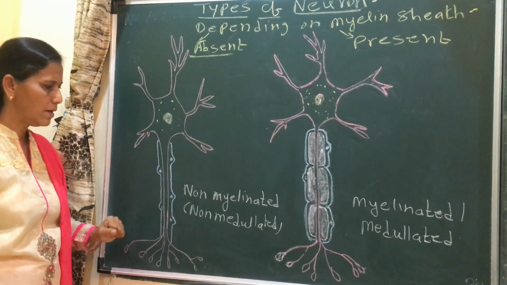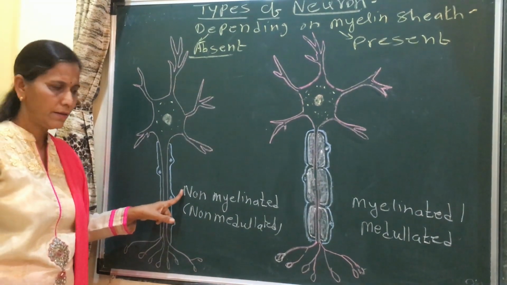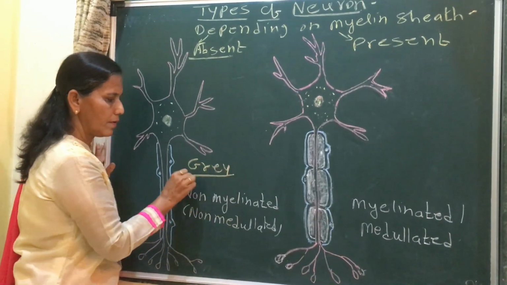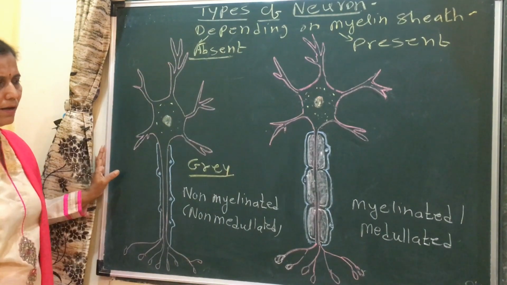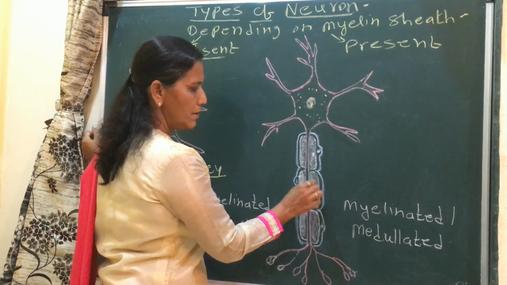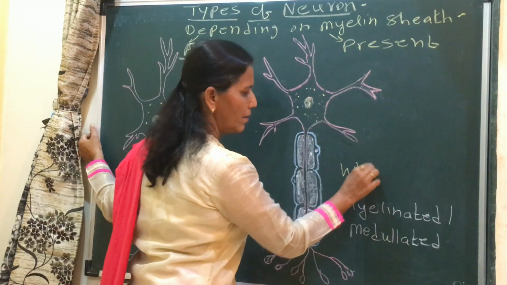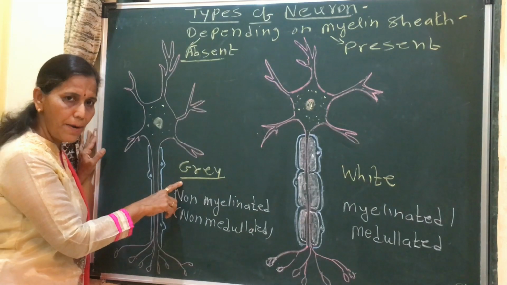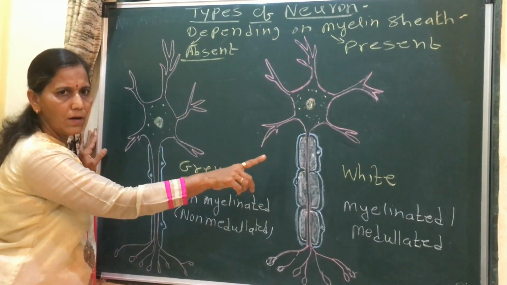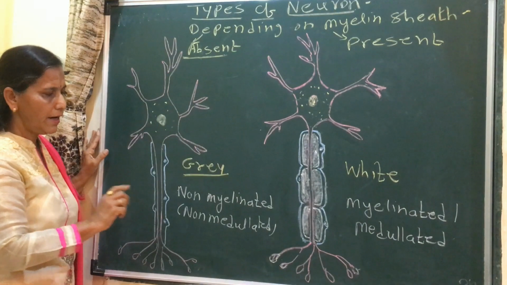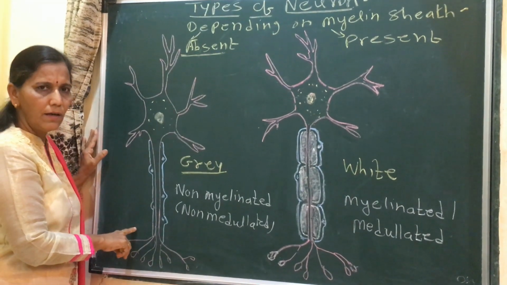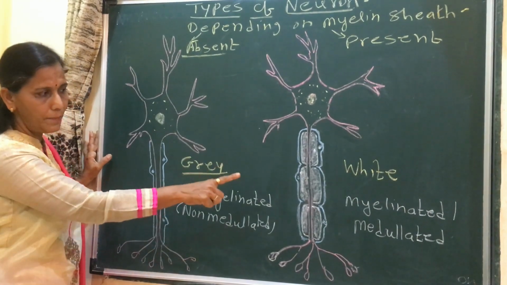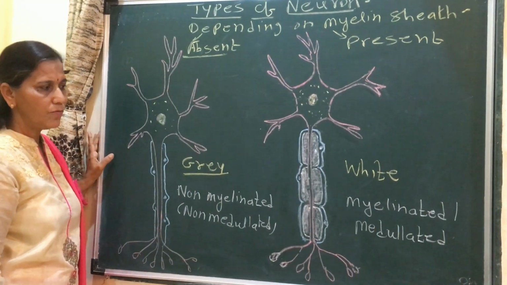Next difference: as the myelin sheath is absent, this neuron appears grey in color. And here, as the myelin sheath is present, it appears white in color. Means this neuron is from the grey matter and this neuron is from the white matter. Then the next difference is the speed of conduction of impulse. Here it is slow, and in the myelinated neuron it is fast.